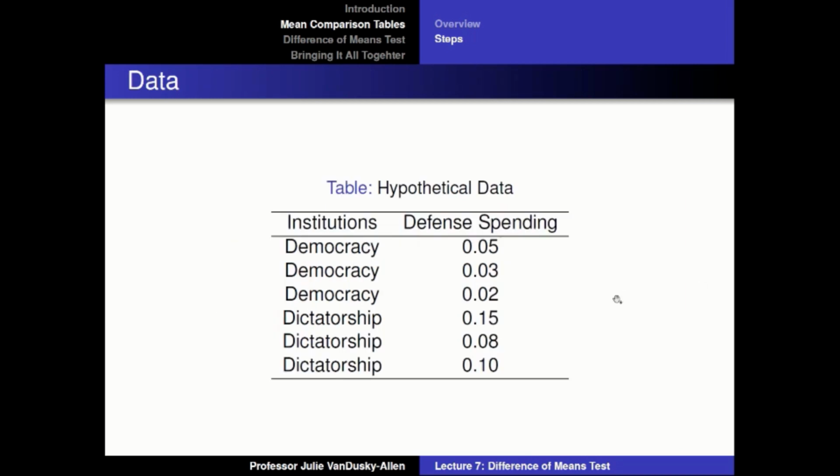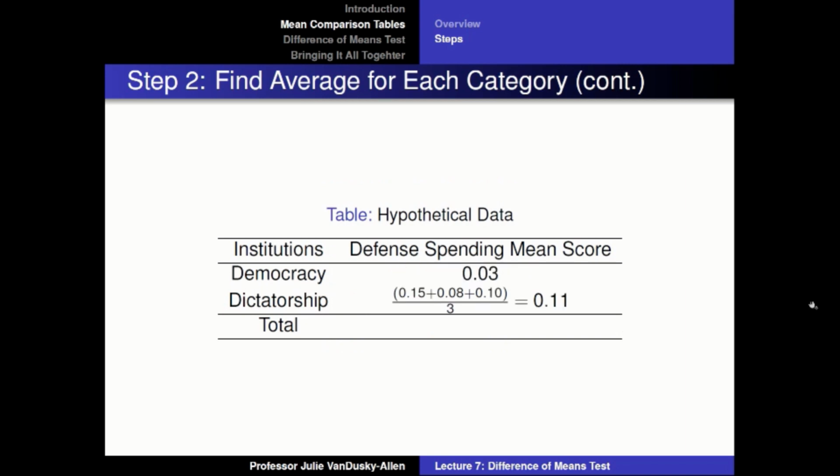For the dictatorship category, the calculation will be 0.15 plus 0.08 plus 0.10, and that value divided by 3 because you have 3 observations, 1, 2, 3. Hence, the average defense spending as a proportion of GDP for dictatorships is 0.11.